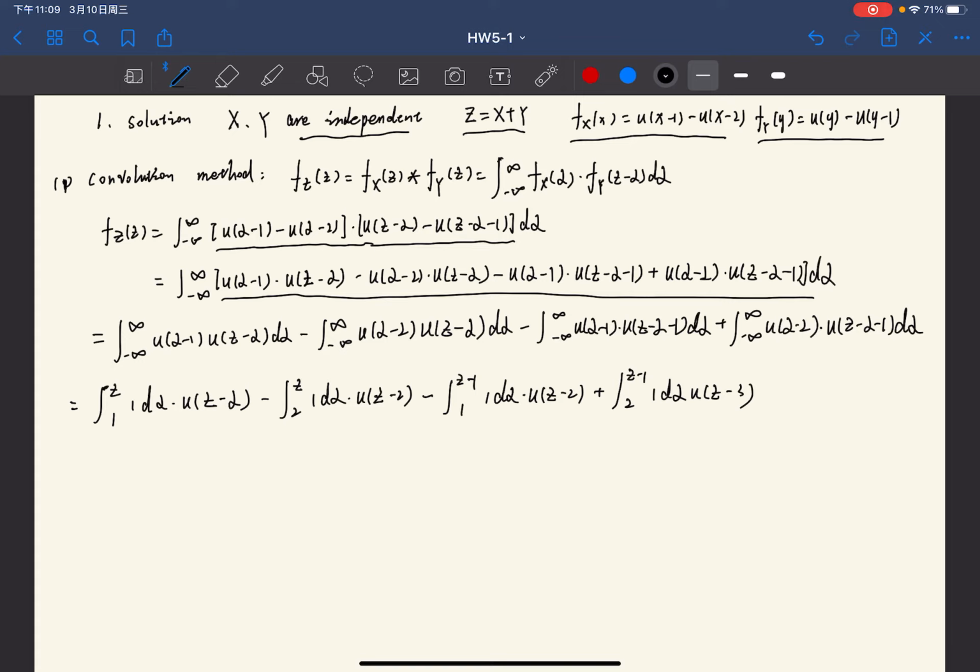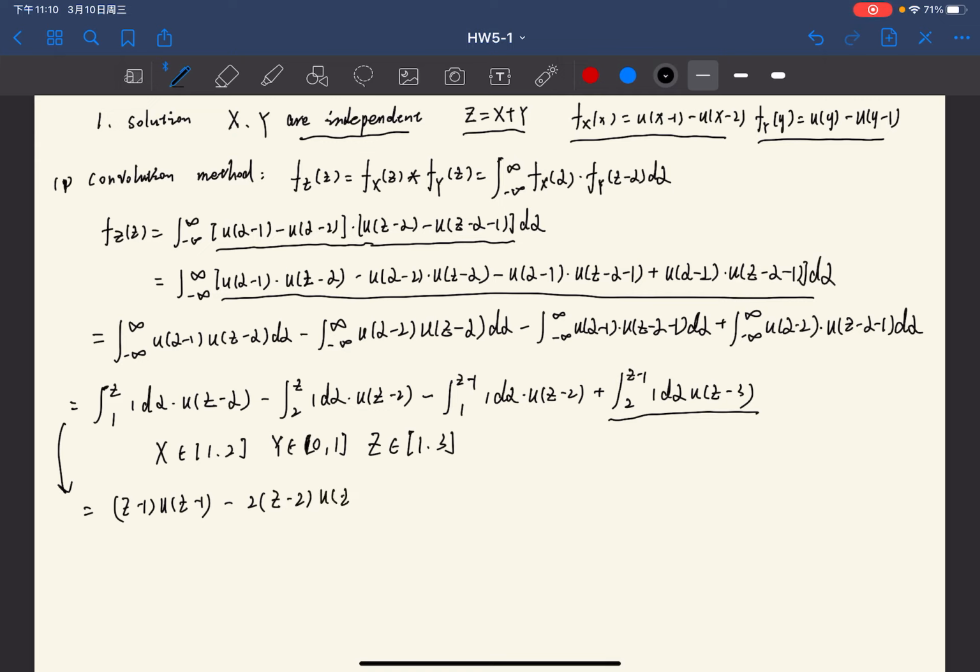And it is because X is between 1 and 2, and Y is between 0 and 1, so Z is obviously between 1 and 3. And so it is obvious that this part should equal 0, because z is between 1 and 3. And so it should equal (z minus 1) multiplied by u(z minus 1), minus (z minus 2) multiplied by u(z minus 2).